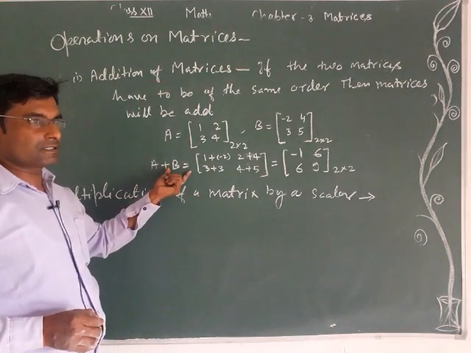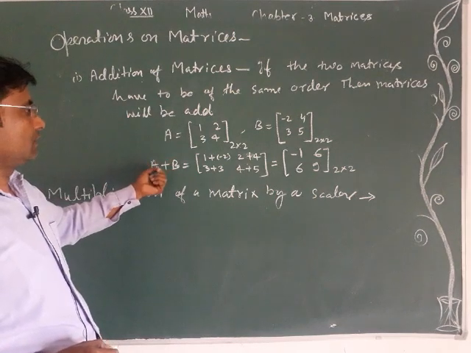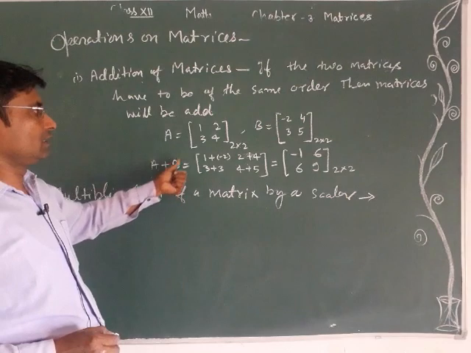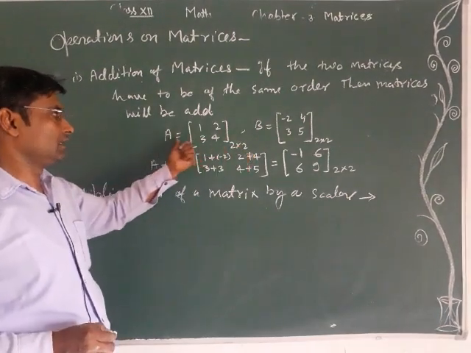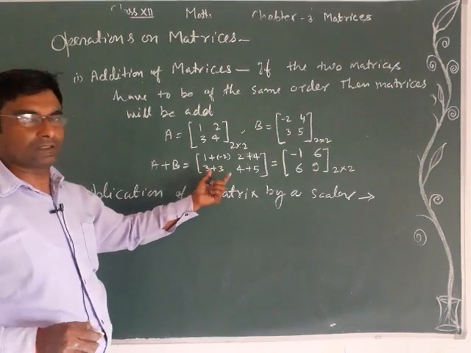And in the same way, subtraction of matrices. The sign changes, so A minus B. If they have the same order, then A minus B is found in this way.